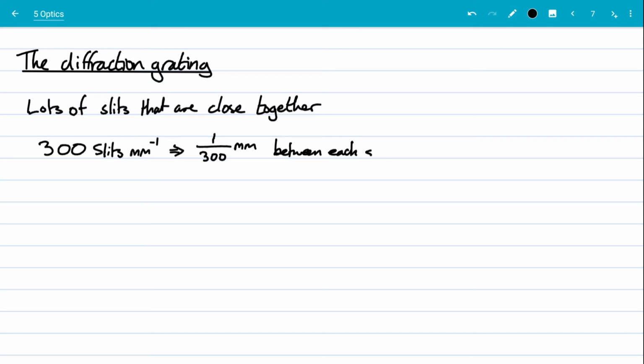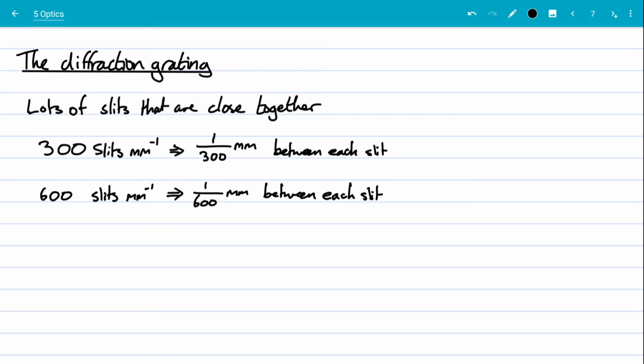And you could calculate what that is. We could have 600 slits per millimeter. Well, that's going to be a situation where we have 1 over 600 millimeters between each slit, and so on and so on. So we do need to be able to convert, because it is important to know the distance between slits for the diffraction grating equation. Now, first of all, what do diffraction gratings do?